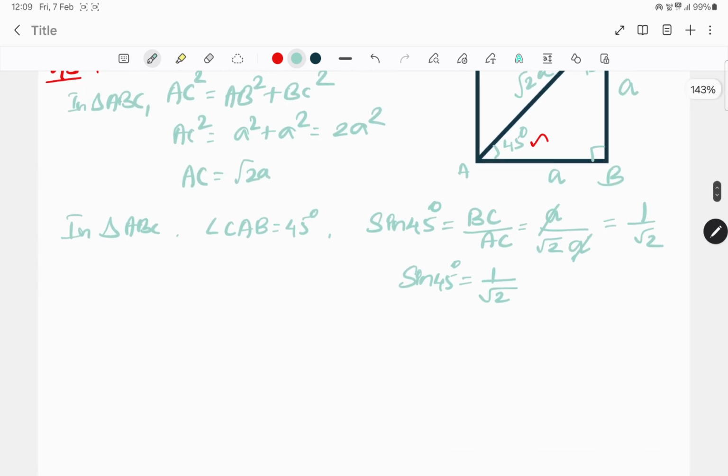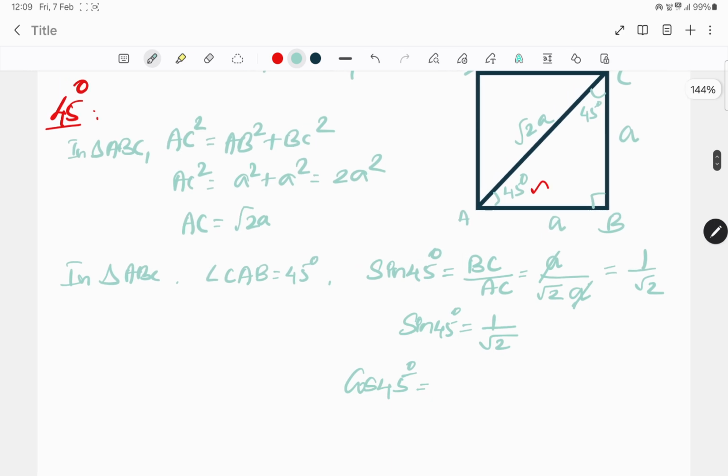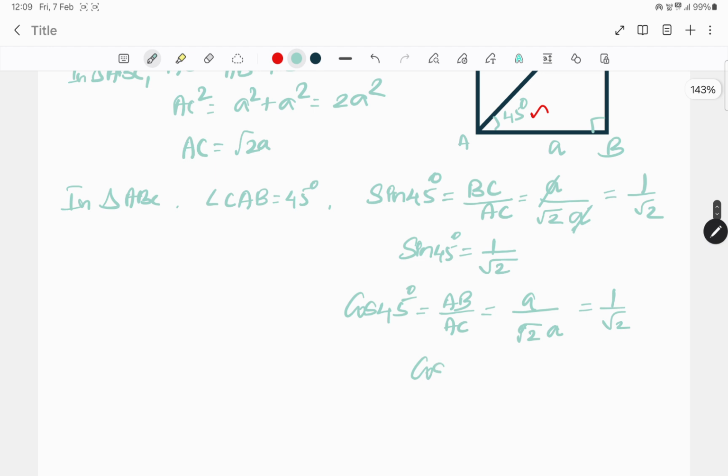Similarly, we can find the formula for cos 45 degree. What's the cos formula? Cos theta is adjacent side by hypotenuse. Adjacent side here is AB by AC, which is nothing but A by root 2A, that is hypotenuse. A and A got cancelled. The answer is the same. We got sin 45 degree and cos 45 degree as 1 by root 2.